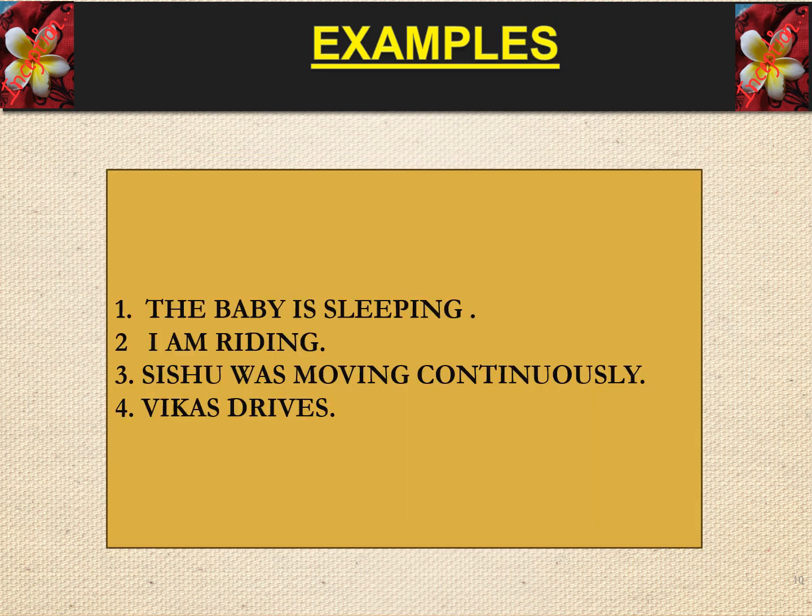Let's see some examples. The baby is sleeping. Sleeping is the verb. But if we ask the verb, what sleeping, whom sleeping, no answer, right? So sleeping, this verb has no object. That's why this is an intransitive verb. Okay. Next, I am riding. I am riding what? No answer. That's why riding is also an intransitive verb.